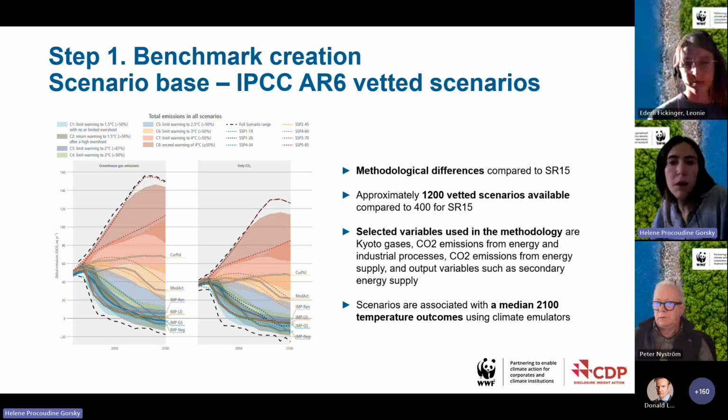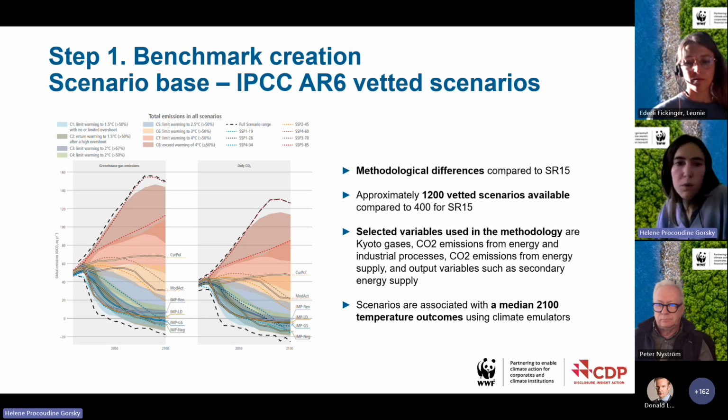And the previous version of the methodology was relying on the scenarios used in SR15, which is the special report for 1.5 published in 2018. And of course, this change induced changes in the benchmarks, which was to be expected. Models have been updated, economic models, but also climate models. There's also a new set of scenarios derived from shared socioeconomic pathways, which is a change from the RCPs, which are representative concentration pathways that were used previously in AR5 and SR15.